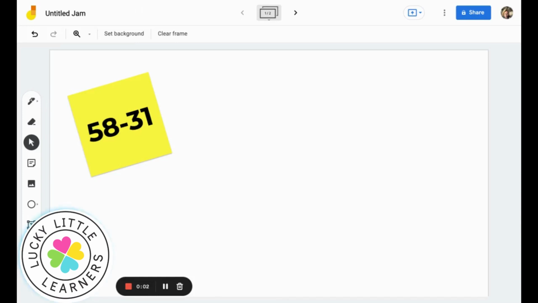All right, I'm going to show you a quick base 10 block drawing strategy, and I'm going to do both subtraction without regrouping and subtraction with regrouping. So here is our first problem.